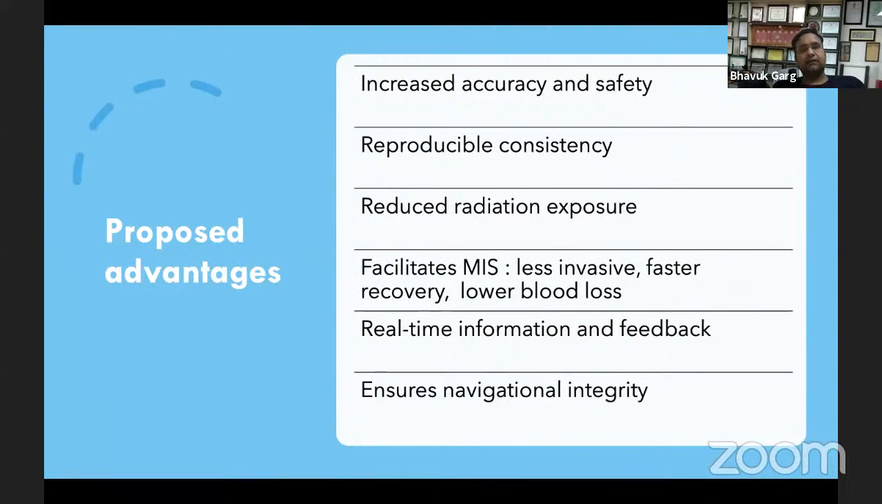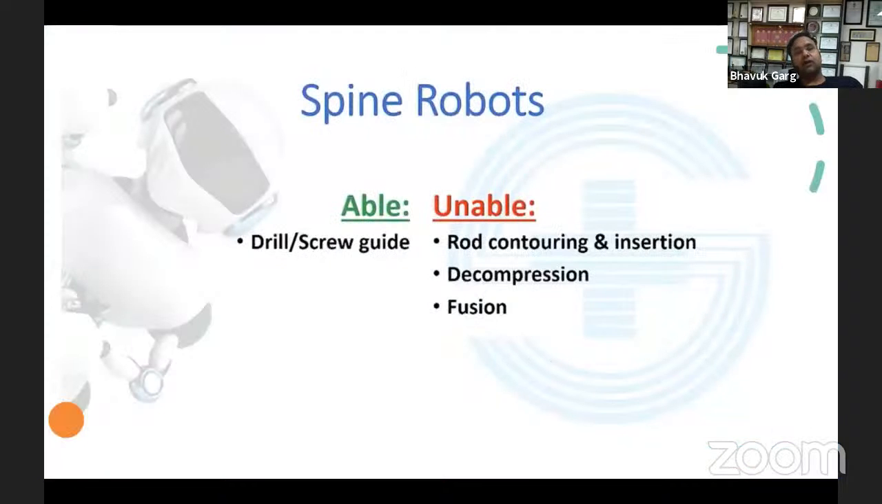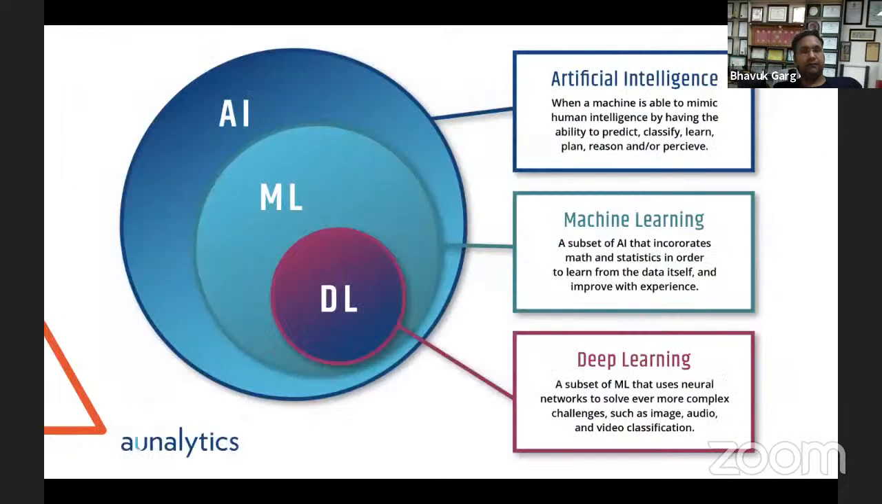So basically it has increased accuracy and safety with reduced radiation exposure. It is very useful for minimally invasive surgeries, and it ensures navigation integrity. At present, these spine robots are able to drill as well as work as a screw guide. However, they are not able to do rod contouring, insertion, decompression, or fusion at present.